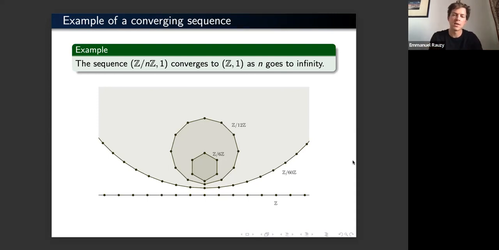The fact that this sequence converges exactly says that for every finite subgraph in the Cayley graph of Z, for every finite subgraph that you can extract, this subgraph is also a subgraph of the graph of finite cyclic groups. You cannot distinguish Z from finite cyclic groups using only finite parts of its labeled Cayley graph. This is exactly the convergence of this sequence.